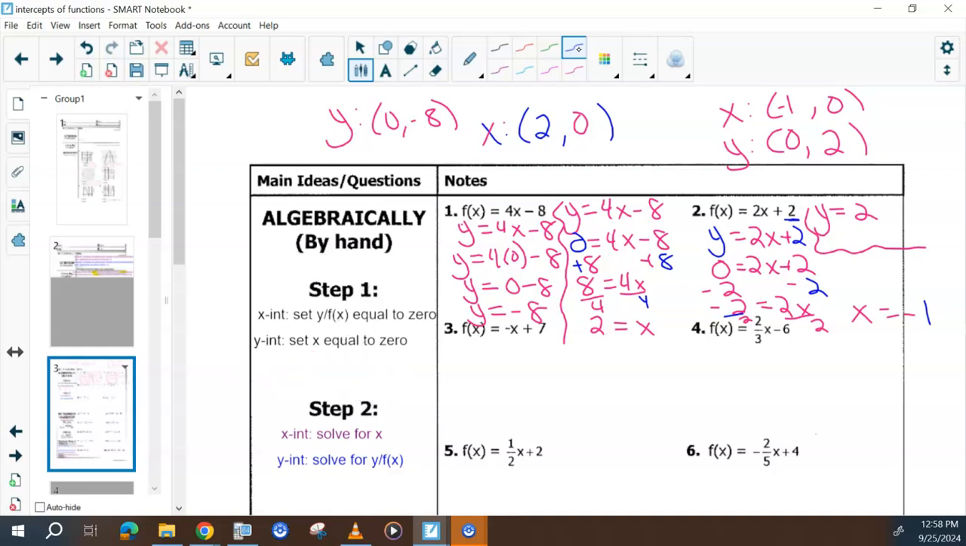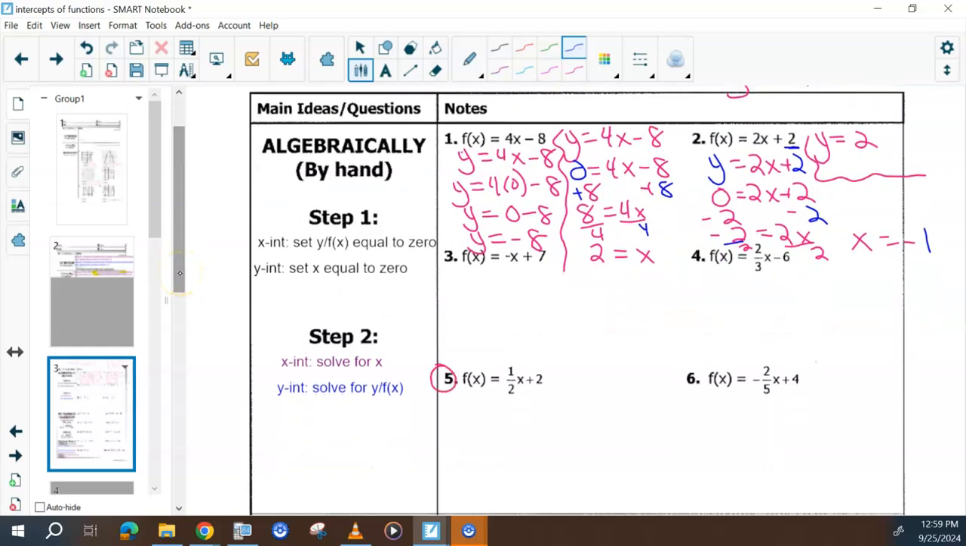Alright, look at numbers 3, 4, 5, and 6. Do we have any of those we want to go over, have questions about? 5. 4. Those are similar, but that's fine.